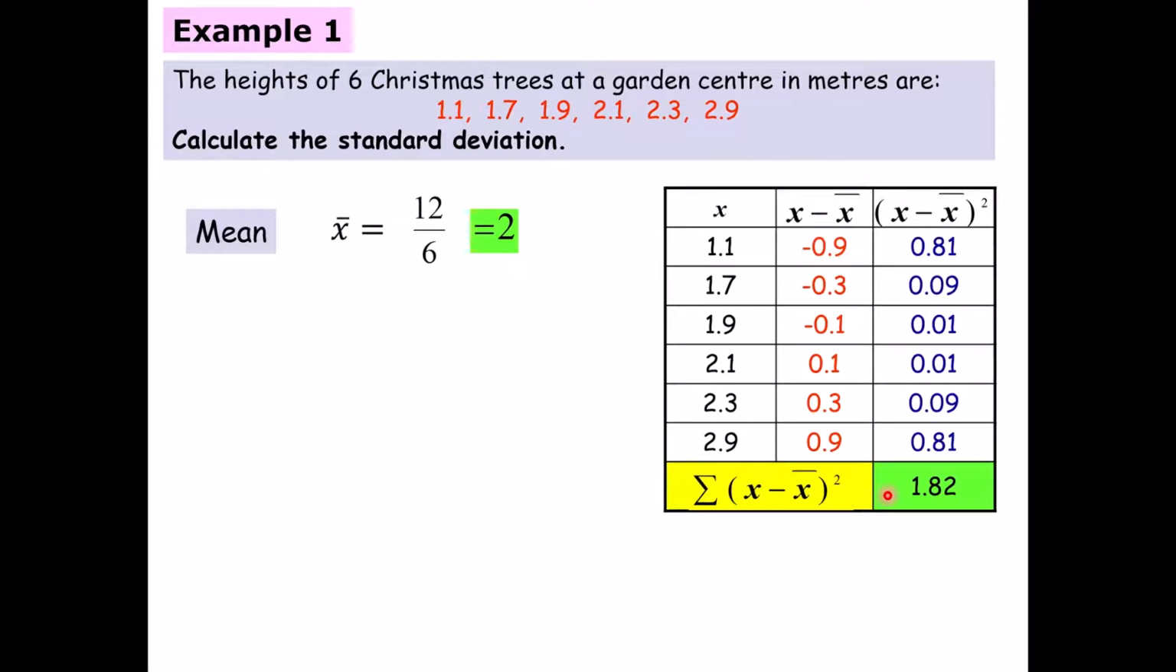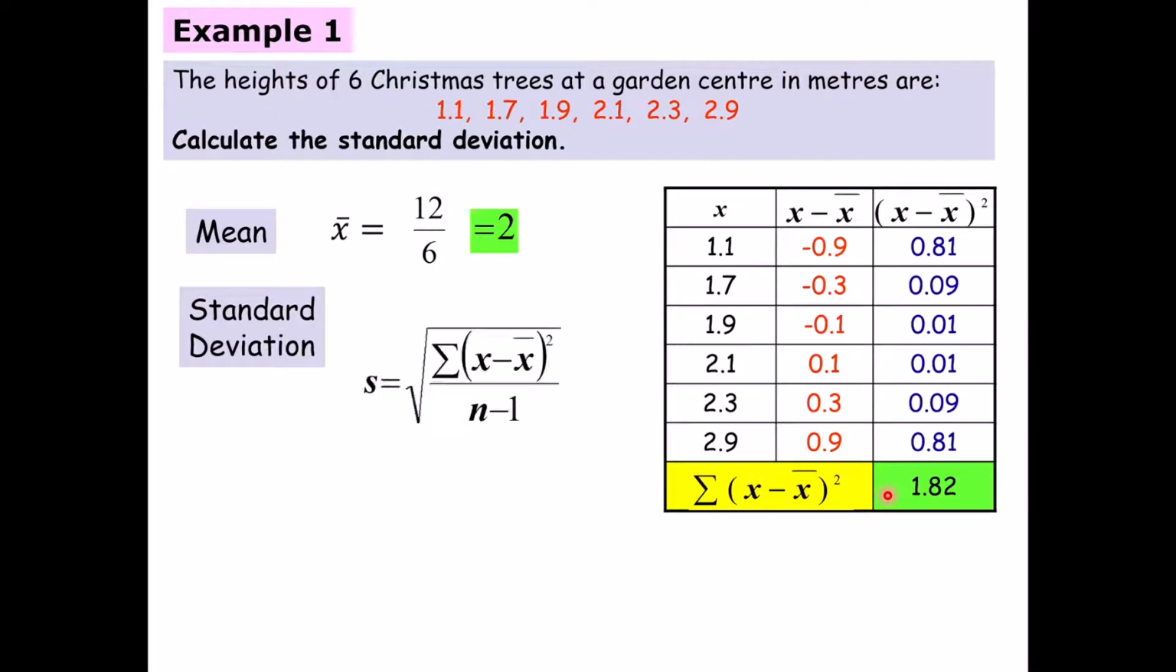Now we're going to go ahead and calculate the standard deviation. The standard deviation was the square root of the sum of our deviations squared divided by n take away 1. In this case, our n is 6, because that is the number of terms in our sample. Because we've calculated this bit at the top, we're going to take our 1.82 on top of our fraction, and then divide it by 6 take away 1 to get 5.